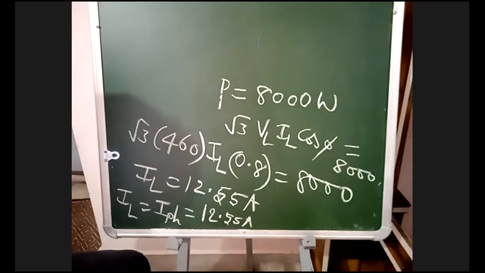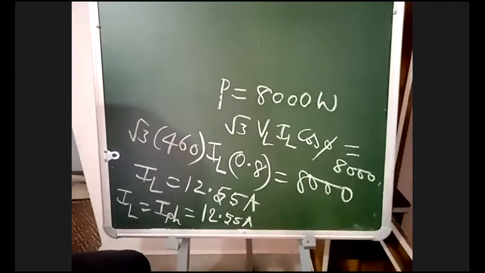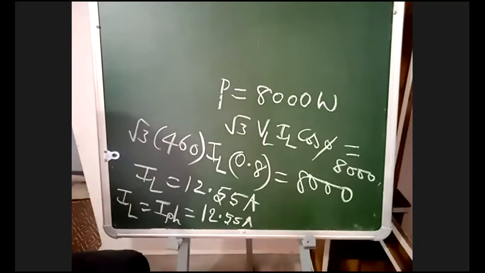Why have I determined the phase current? For determining circuit constants. Circuit constants are phase values, R phase and XL phase. If you want to determine the phase values, I want the phase current and phase voltage. If I want to determine R phase and X phase, these are phase values. That's why I don't want the line values, line voltage and line current. I want the phase current and phase voltage.